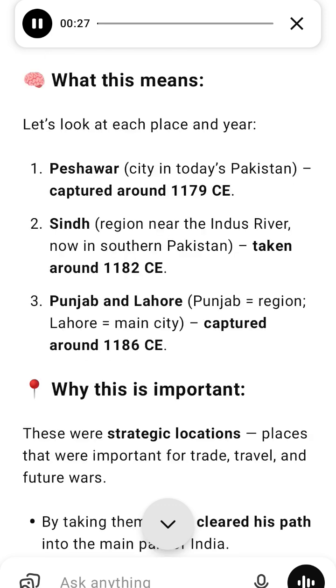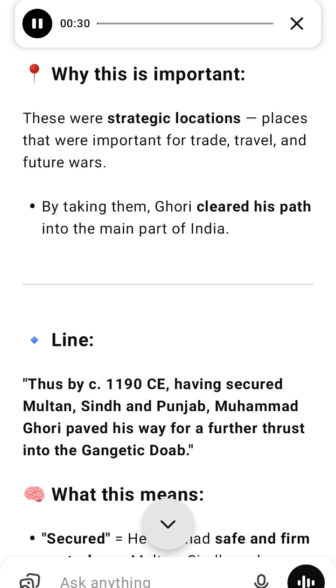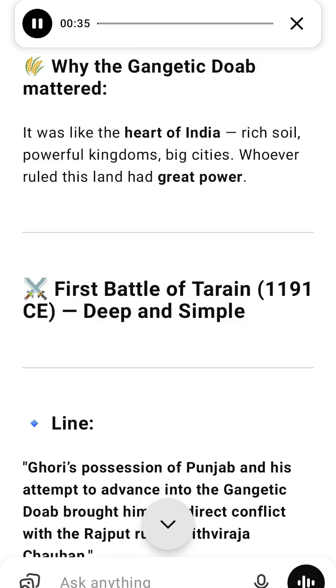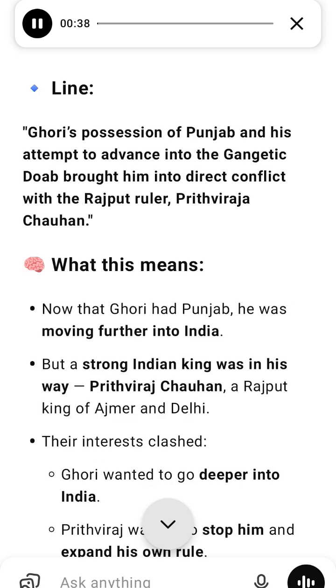Part 2. The First Battle of Tarain, 1191 CE. Who was Ghori's big enemy now? His main enemy was Prithviraj Chauhan, a famous Rajput king. Prithviraj ruled over Ajmer and Delhi and had already defeated many other kings in Rajasthan. Both Prithviraj and Ghori wanted to control Punjab and the Ganga Valley.